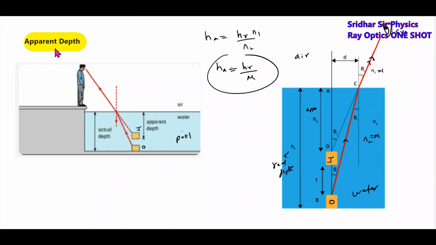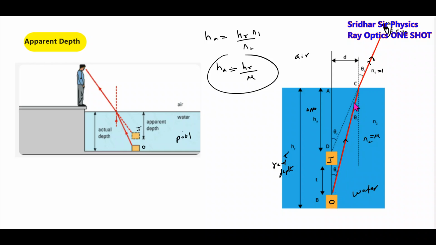Next concept is apparent depth. There is a swimming pool. Some object is kept at the bottom of the pool. Let this be O. When a person views it from outside the water, the object will appear nearer to the surface. This is the actual depth here, but it will appear here. This is called the apparent depth. Though the object is here, it appears to be here. So how to calculate this apparent and actual depth? For that, how do the rays propagate from this object?